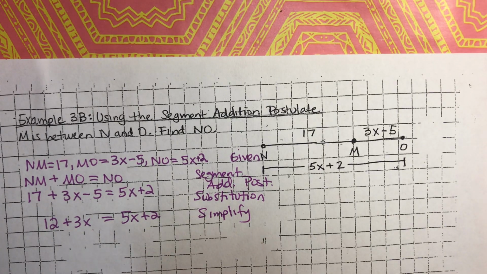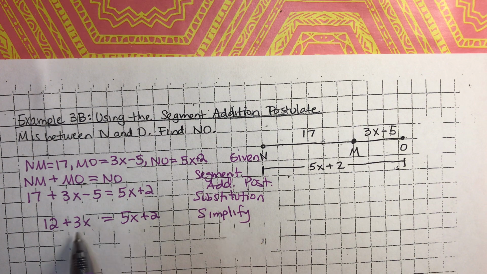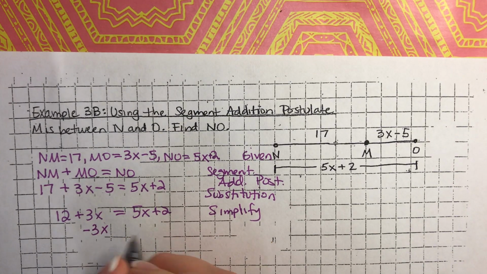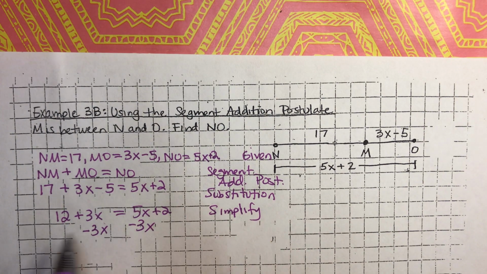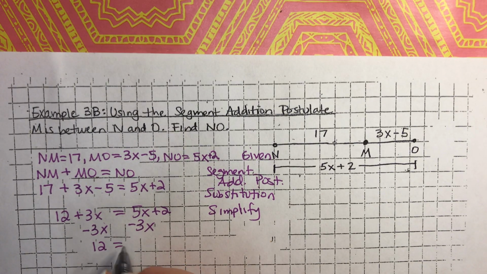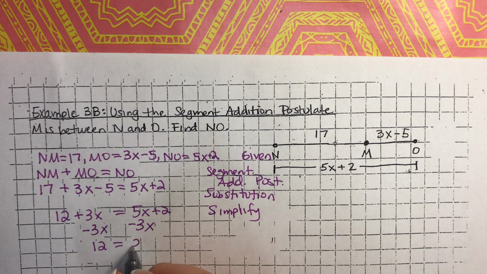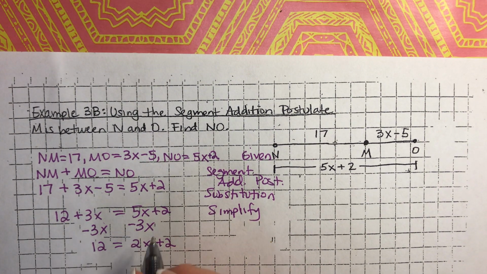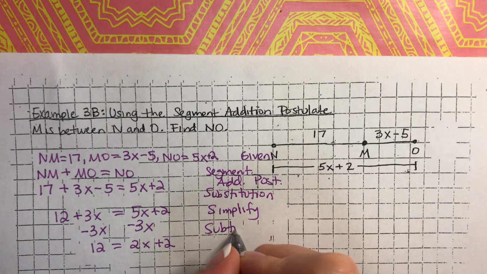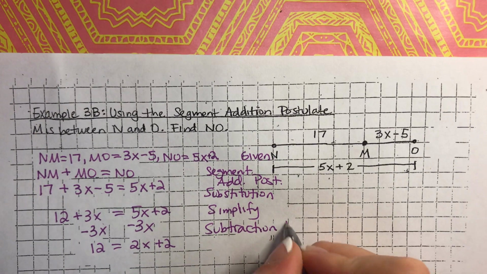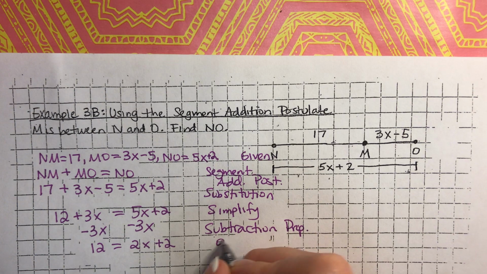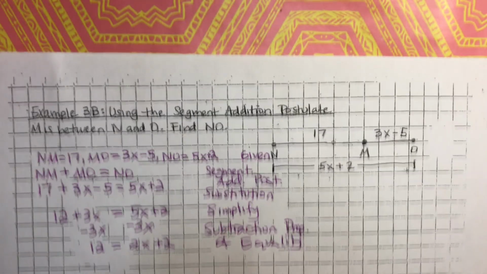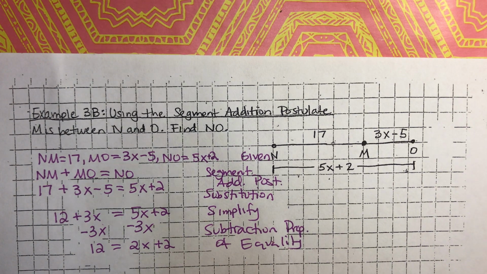Then I want to get the x's on the same side. I like to move the smaller one. From 3x to 5x is 3x, so I'm going to subtract 3x from both sides. I end up with 12 equals 2x plus 2. This is called the subtraction property of equality. Whenever you subtract from both sides, it's called the subtraction property of equality.